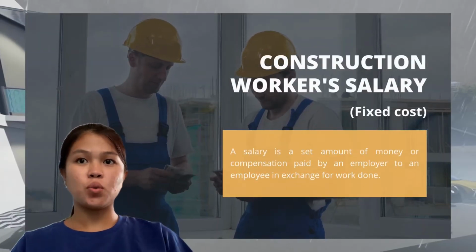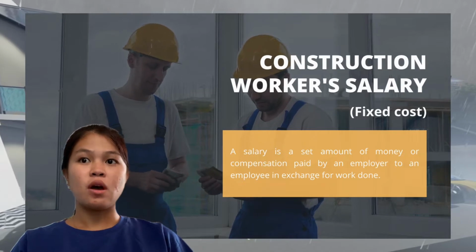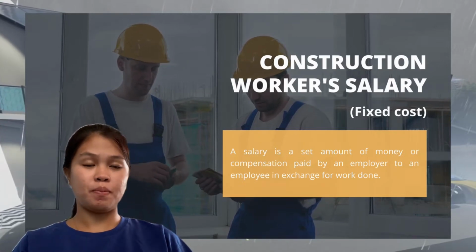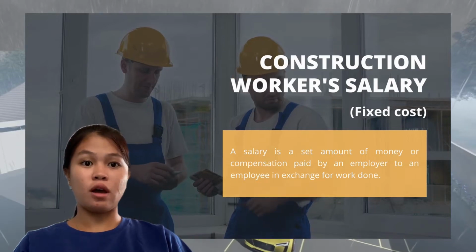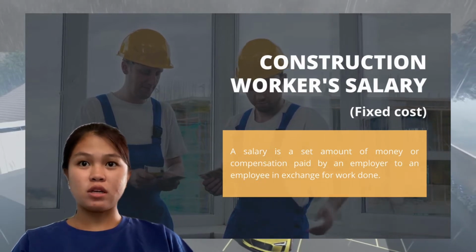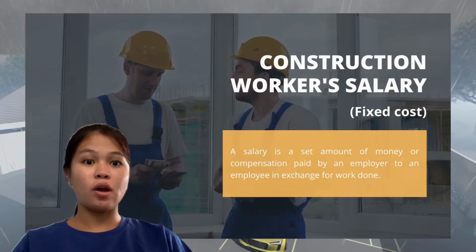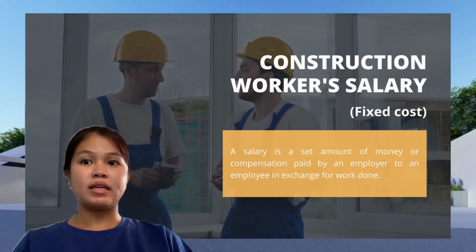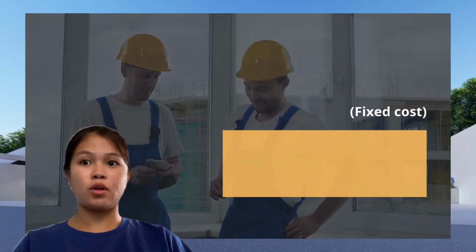Next, the construction worker's salary. A salary is a set amount of money or compensation paid by an employer to an employee in exchange for work done. It is a fixed cost because they earn the same amount regardless of how many hours they work. And it is a product cost also since they're working in making the product, which is the building.